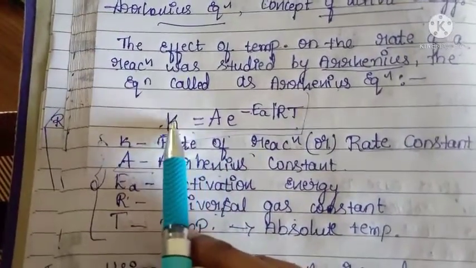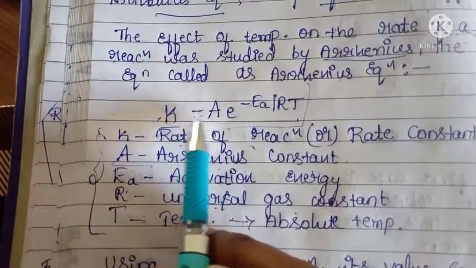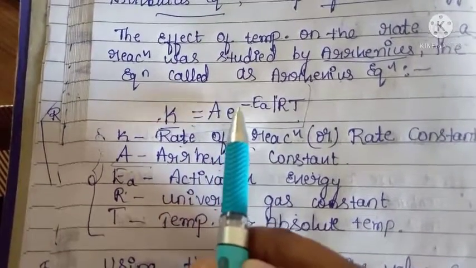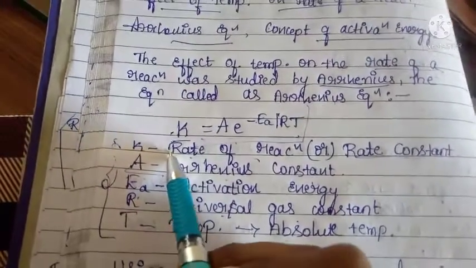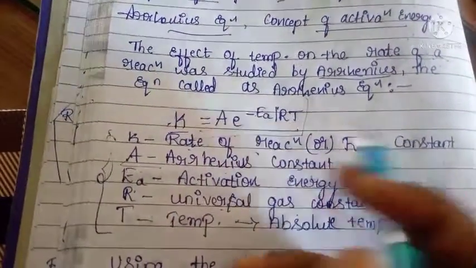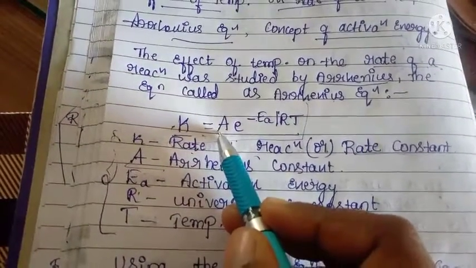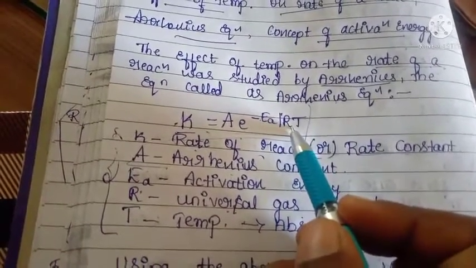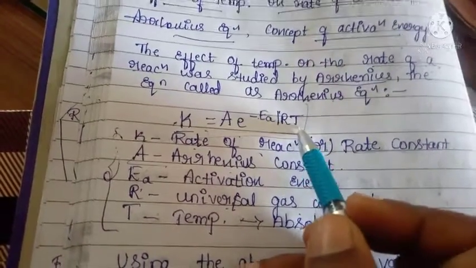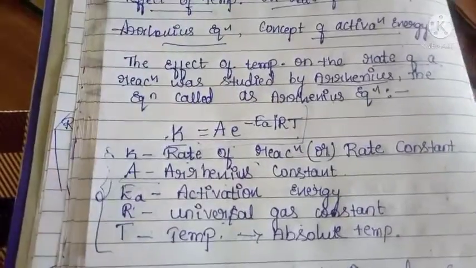This is the Arrhenius equation. K is equal to A into e to the power of minus EA by RT. Here K is the rate of reaction or rate constant. A is Arrhenius constant. EA is the activation energy. R is the universal gas constant. T is the absolute temperature.